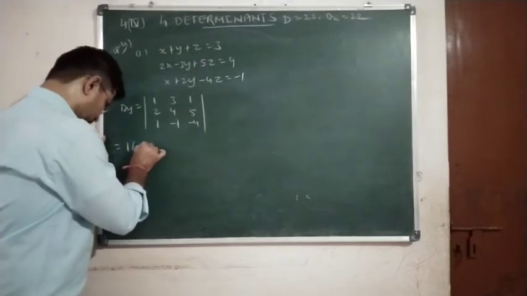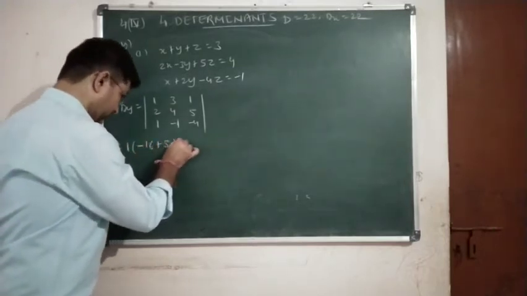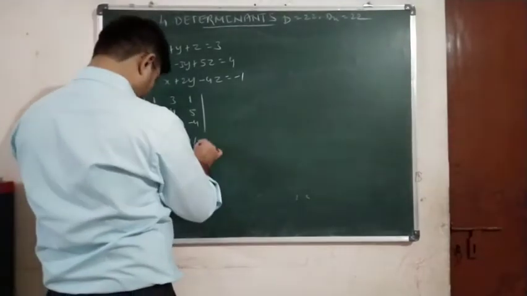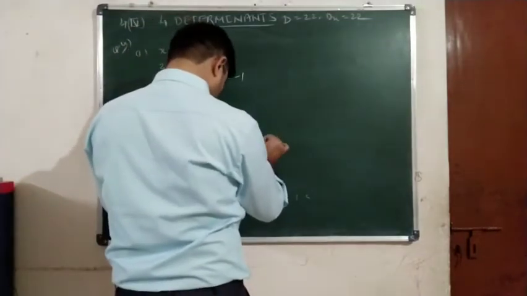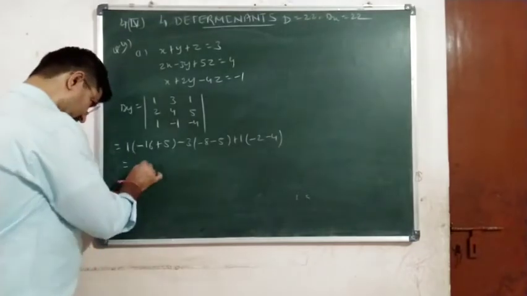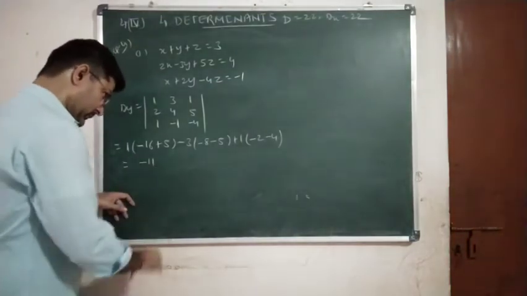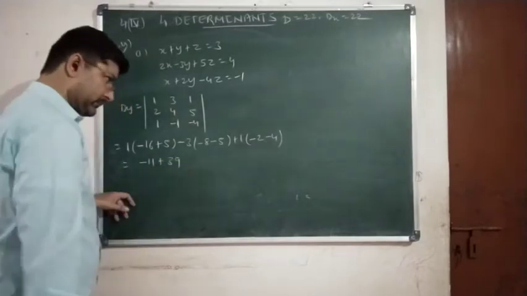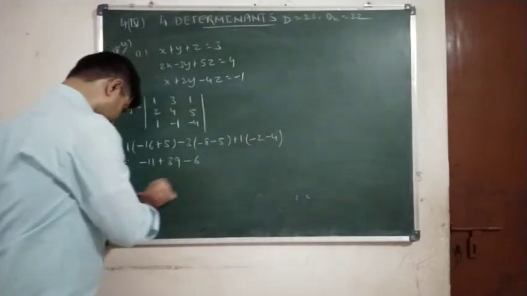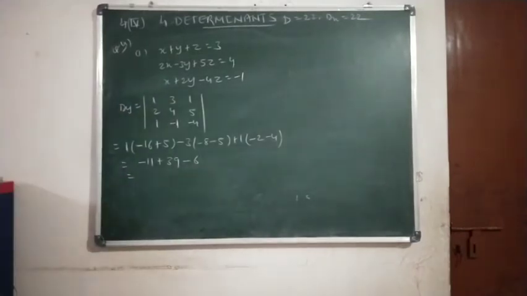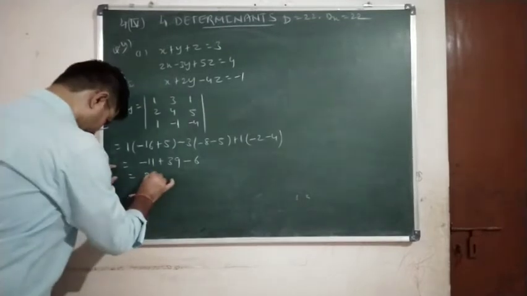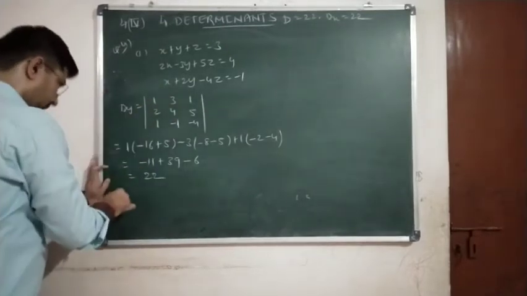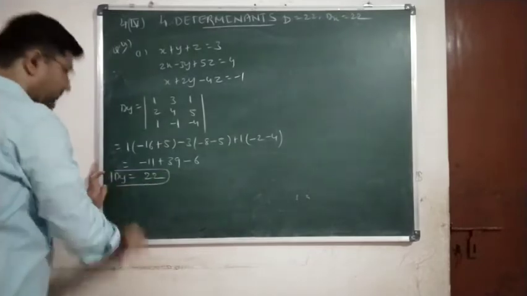1 into (4 minus 16 plus 5) minus 3 into (4 minus 8 minus 5) plus 1 into (minus 2 minus 4). So minus 11, plus 39, minus 6. Okay, so 11 plus 17, 39 minus 17 will be again 22 only. So the value of dy we got to be 22.